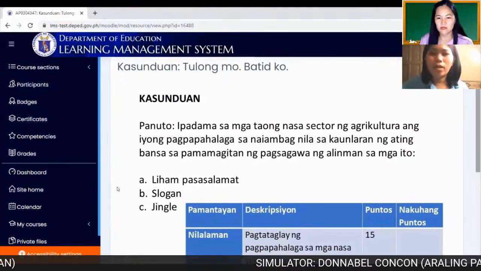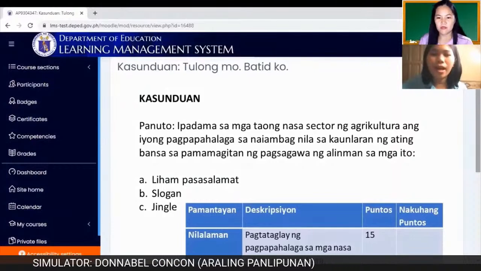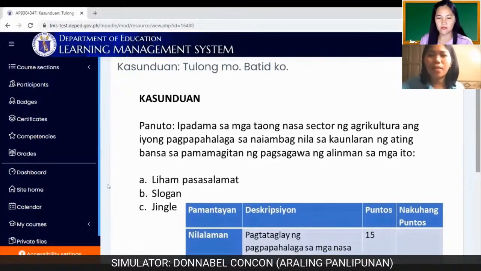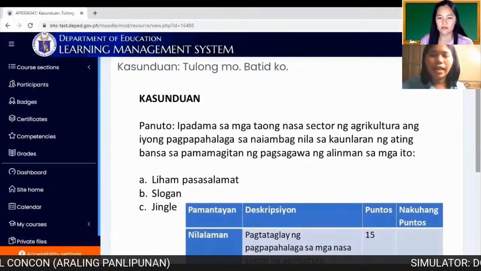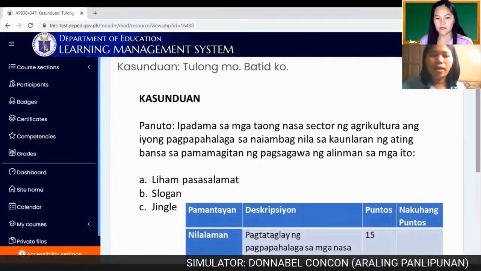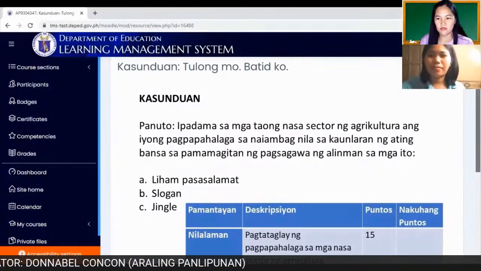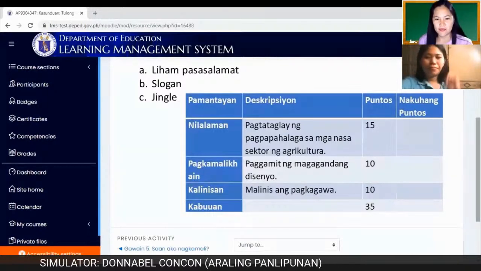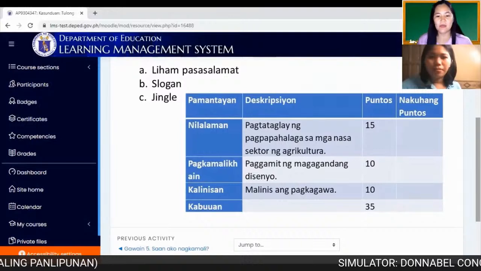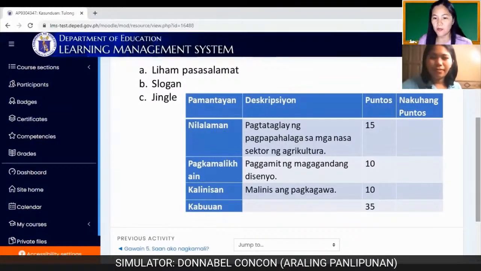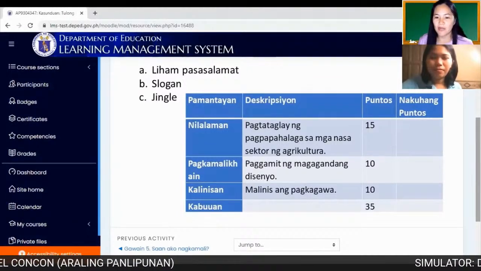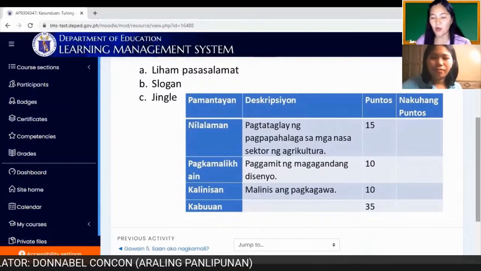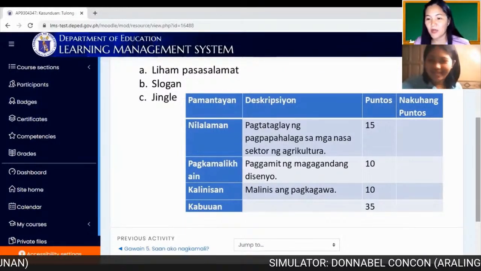Panuto: ipadama sa mga taong nasa sektor ng agrikultura ang iyong pagpapahalaga sa naiambag nila sa kaunlaran ng ating bansa sa pamamagitan ng pagsasagawa ng alinman sa mga ito. Una, liham pasasalamat. B, slogan. C, jingle. Ang ating mga pamantayan: nilalaman, pagtataglay ng pagpapahalaga sa mga nasa sektor ng agrikultura, 15 points. Pagkamalikhain, ang paggamit ng magagandang disenyo, 10 points. Kalinisan, malinis ang pagkakagawa, 10 points. Sa kabuuan, magkakaroon kayo ng 35 points.